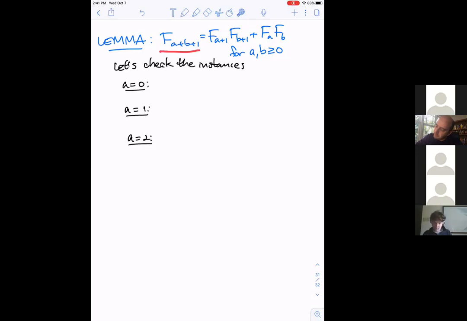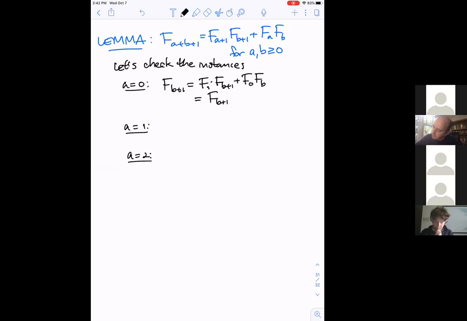Well, for A equals 0, what does this say? On the left side, I've got FB plus 1. On the right side, I've got what, an FA plus 1. Okay, A is 0, so that's F1. And I got an FB plus 1. And then A is 0, so this is F0 times FB. What does that say? It says, okay, F1 was 1. And F0 is 0. So it's just saying FB plus 1 is FB plus 1. It says nothing, or nothing interesting. Fine.